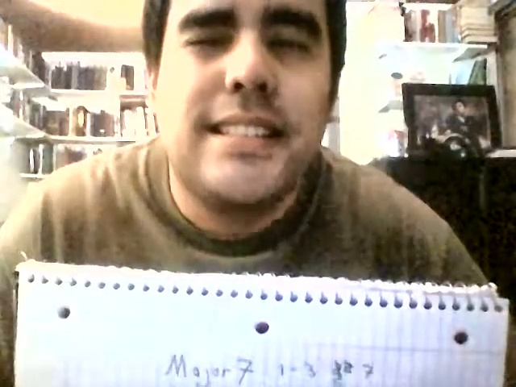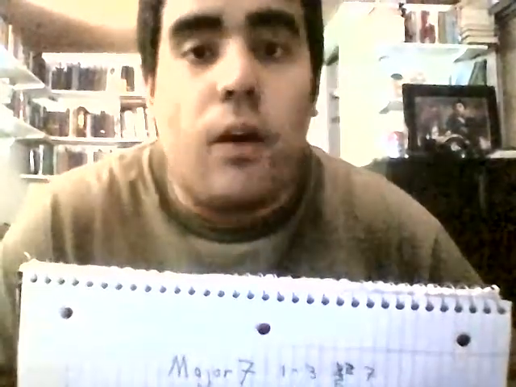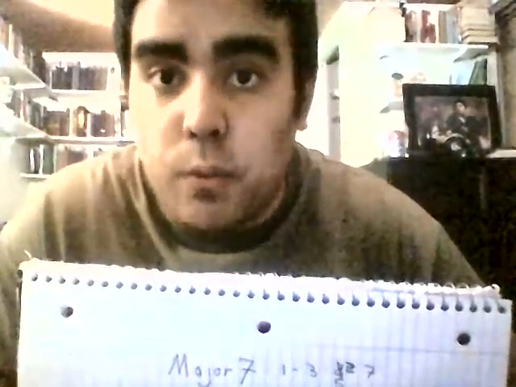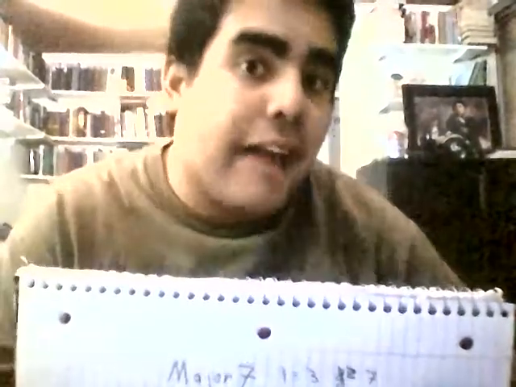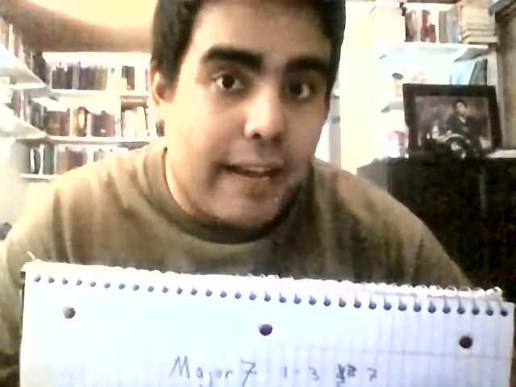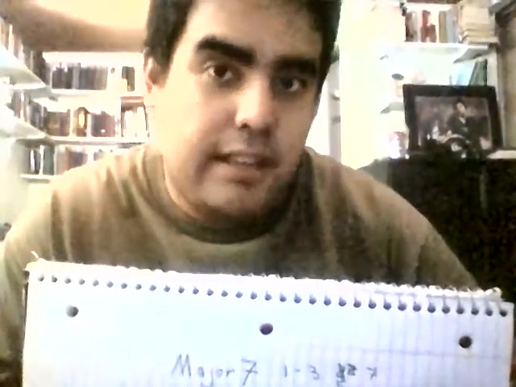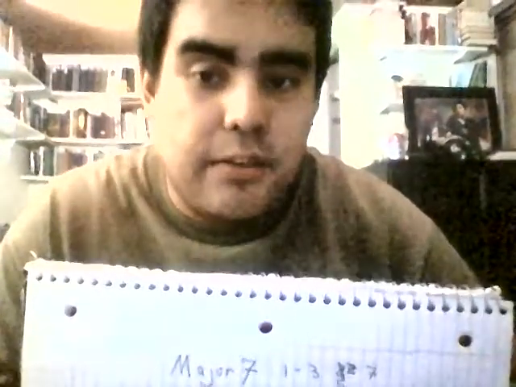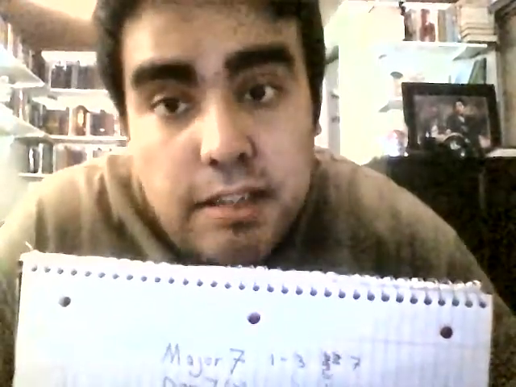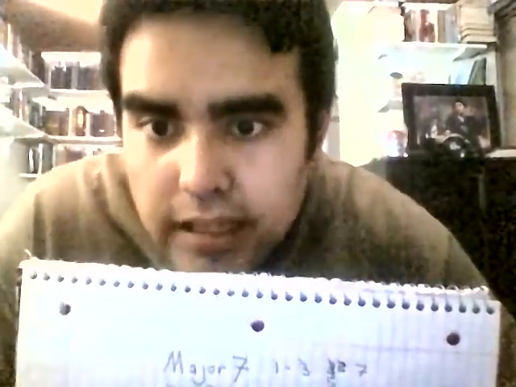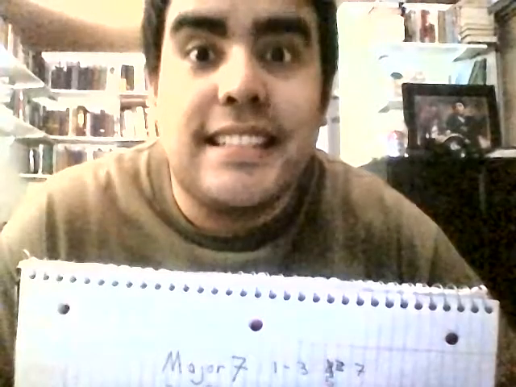Now, what's the 7th? All you have to do to find the 7th is start from the 1, which is C, and go back half a step. What's half a step down under C? B. That would make B the 7th note. So if you're playing a C, E, G plus a B, you're playing C major 7.